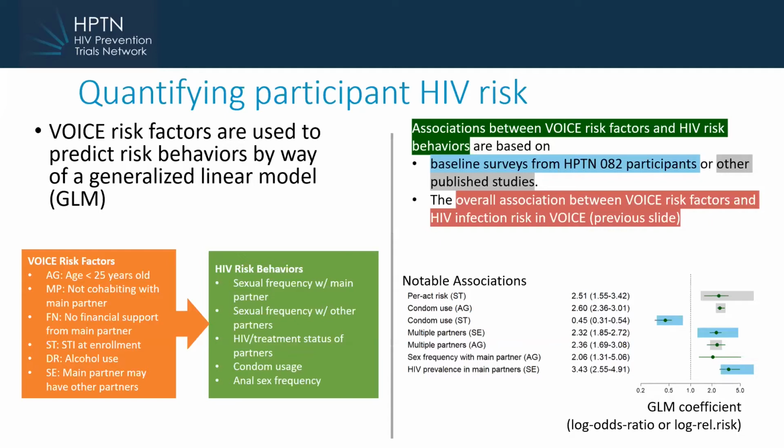As an example, lower condom use is reported by those with an STI at enrollment. This suggests that at least some of the association between STIs at enrollment and HIV risk is mediated by reduced condom use. Our mathematical model allows for these two independent lines of evidence to be combined, refining the association between this risk factor and HIV incidence via a mechanistic model.